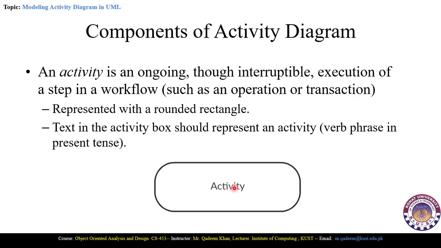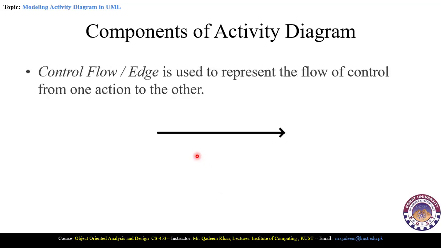Similarly, searching or insertion or deletions are different activities, so all these will be literally written inside of this activity. The third component of the activity diagram is called control flow, also called the edge. The edge is used to represent the flow of control from one action to another action. For example, here we will create one action, and second, here we will create another action.